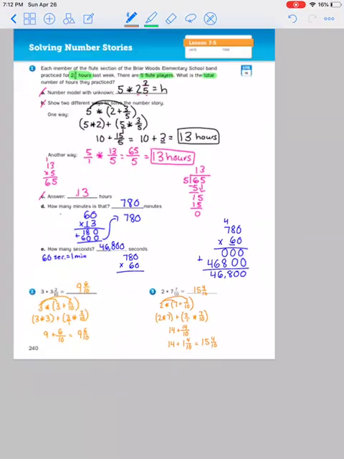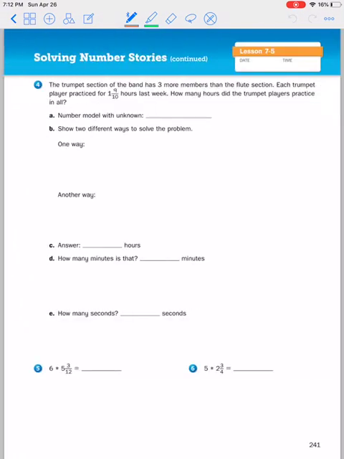Okay, I believe the next journal page is the same thing. So let's look. Yep, they give you a word problem. They're asking you then to convert it into minutes and seconds, and then they're giving you two multiplication problems. So let's look what they're asking. The trumpet section of the band has 3 more members than the flute section. Each trumpet player practiced for 1 and 9/10 hours last week. How many hours did the trumpet players practice in all?